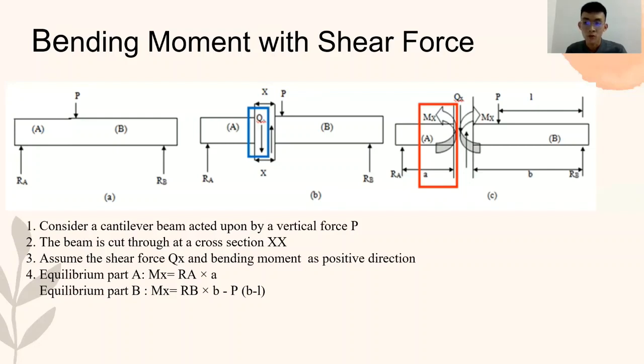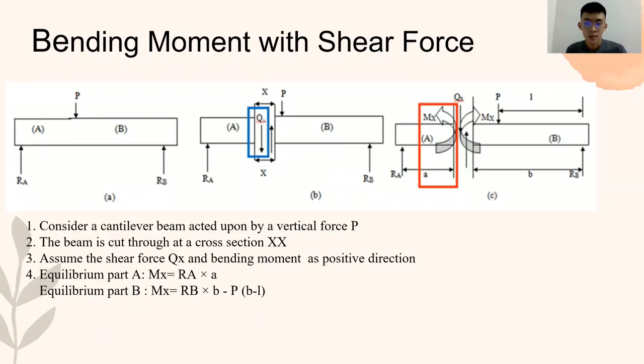moment in figure C with a red box are assumed to be positive in the direction as shown in figures B and C, respectively. For vertical equilibrium of part A, there must be a shear force Q acting as shown in figure B, blue box, and equal to Ra.